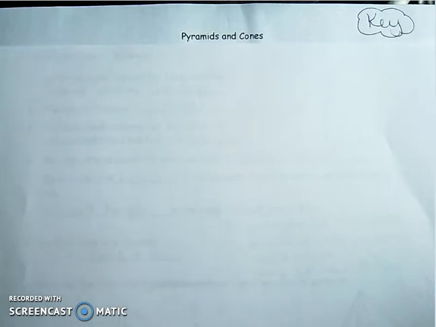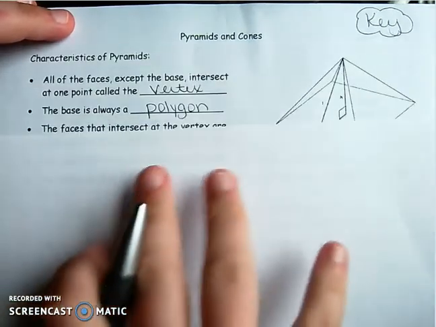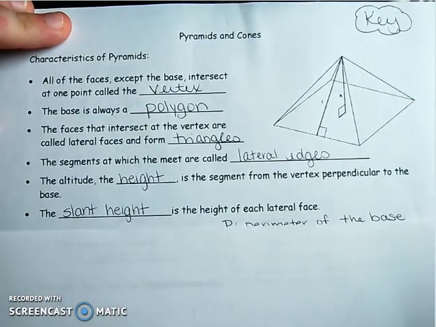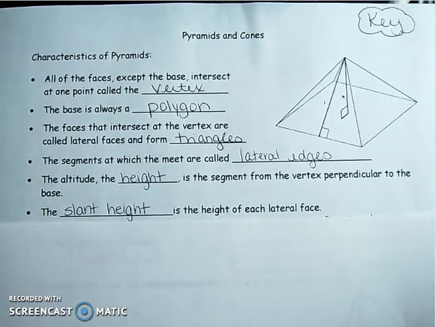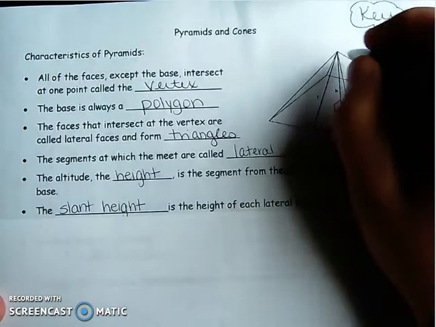Today we're going to talk about pyramids and cones, so that's your other 3D shapes. And just like prisms and cylinders, they have a lot of things in common with each other. First off, some characteristics that you should know of your pyramid are that all the faces except for the base intersect at one point called the vertex up here.